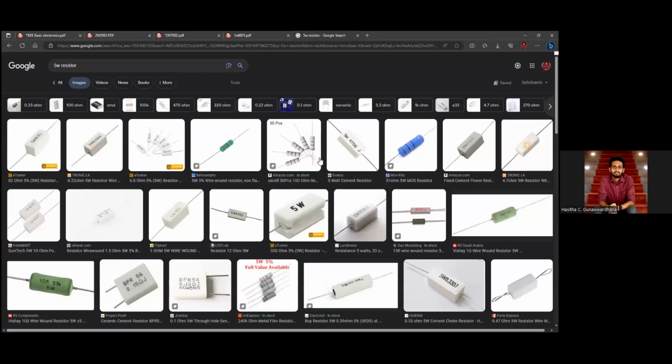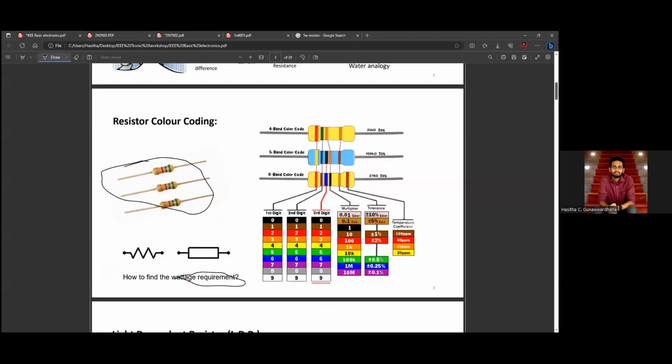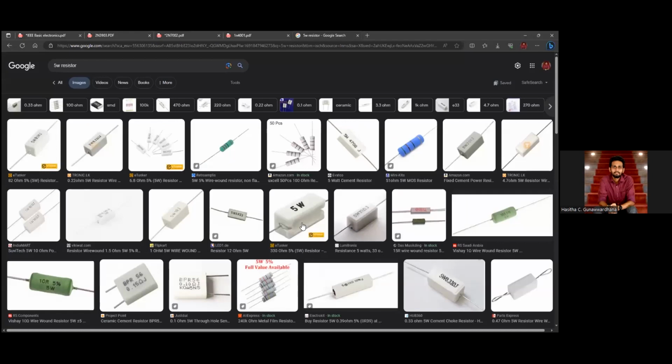There are half watt, 1 watt, 2 watt, 5 watt, 10 watt, and so on. Higher wattage resistors, like these big white resistors, are 5 watt. There can be 10 watt or 20 watt resistors. So you know the equation for calculating power: P equals V multiplied by I. According to that, we can select what wattage value we want.